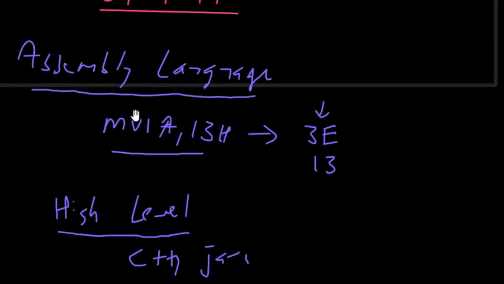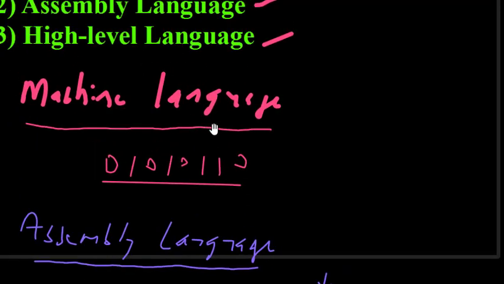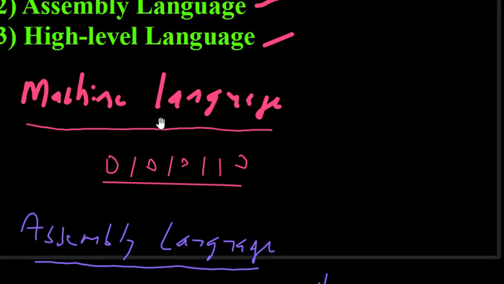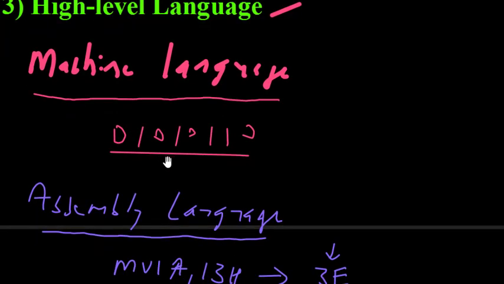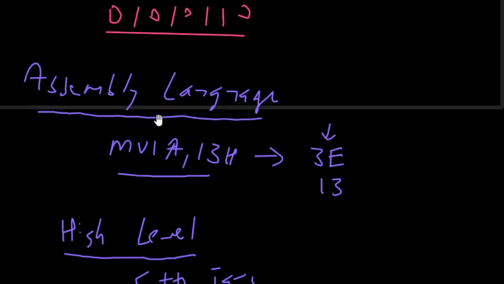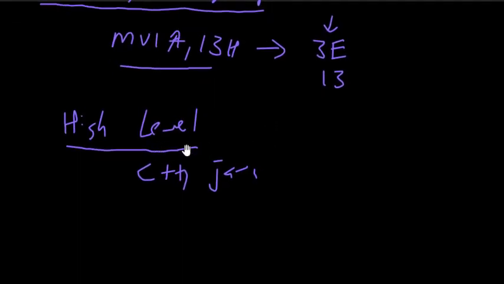In the case of assembly language, when we want to convert this particular code into machine language, we need an assembler. Of course, the machine only understands zeros and ones. When we write the code in machine language, we don't need any converter. But when we are writing the code in assembly language, then we need an assembler, which will convert our assembly code into machine language. And when we are writing the code in a high level language, then of course we need a compiler, which converts the high level code to machine level code.